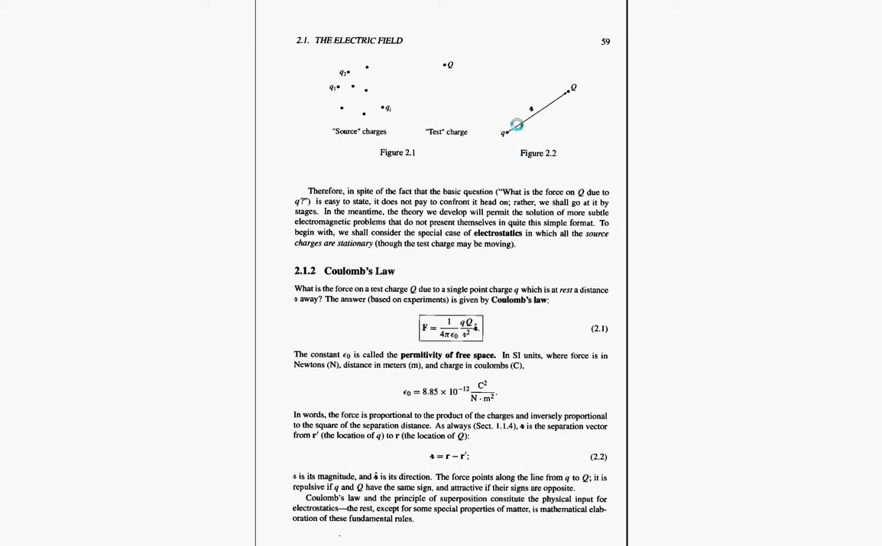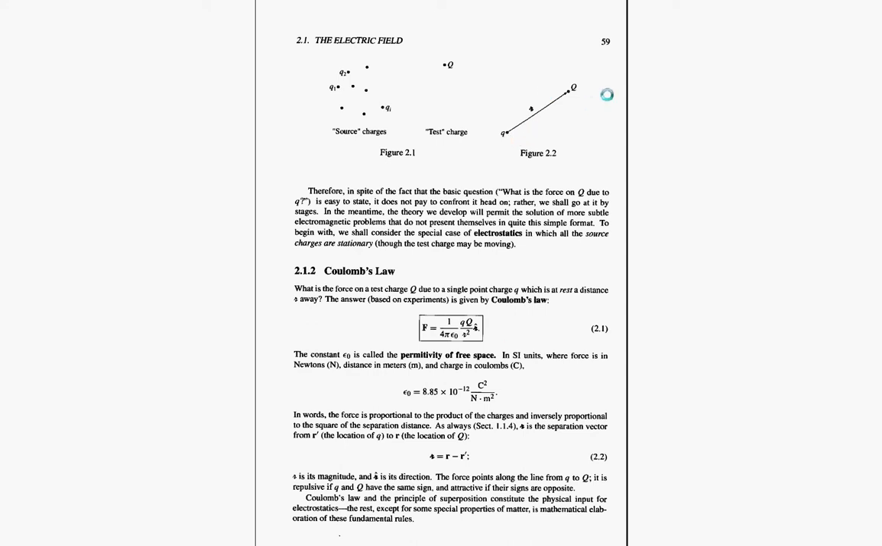We just consider one source charge first, and the force on the test charge by the source charge is given by Coulomb's law: 1/4 pi epsilon naught, small q big Q over tau squared, tau hat. This is our inverse square law. It is proportional to the inverse square of the distance, and the tau hat means the direction.